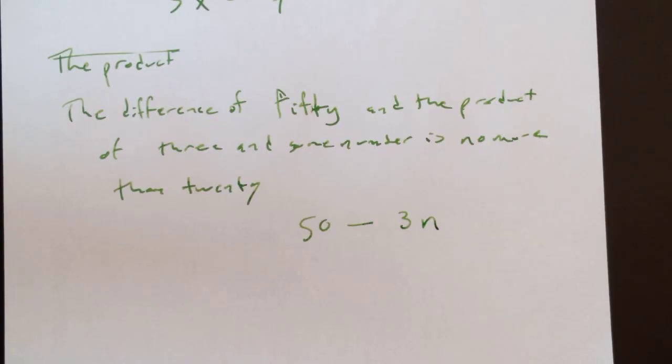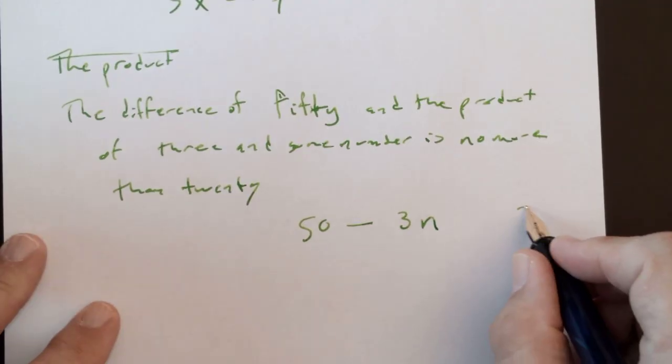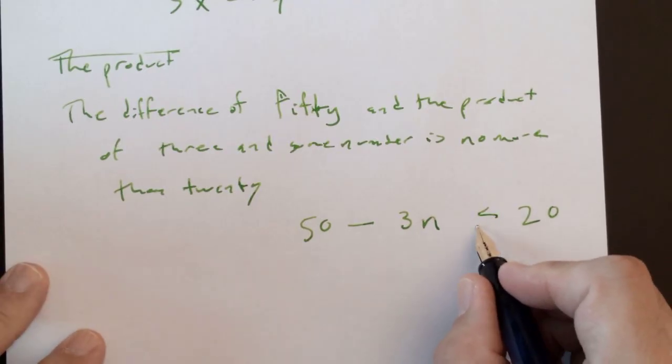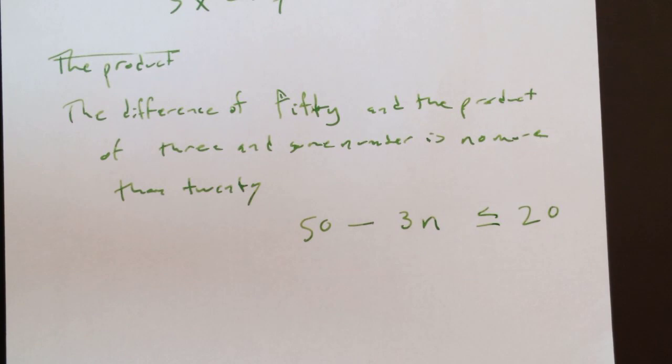I don't know what number it is. Use anything I want. Is no more than 20. So there's a 20 here, and I'm doing a comparison. Less than or equal to. It can't be bigger. It's got to be less than or equal.